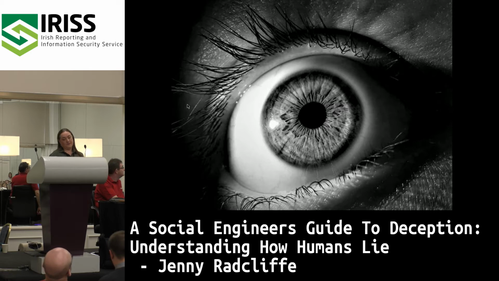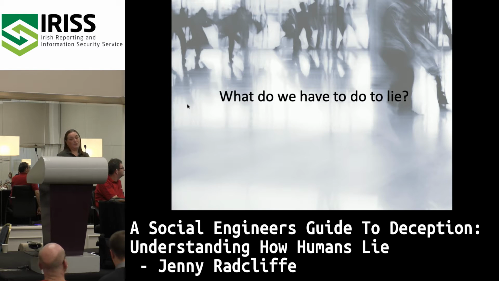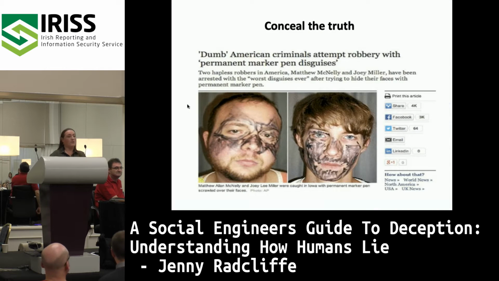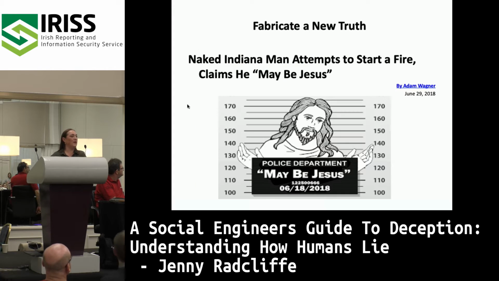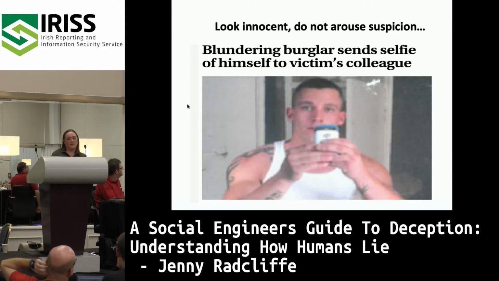So, we're rubbish at it, and we shouldn't be, because when we lie, we give off lots of signals. What do we have to do to tell a lie? The first thing you have to do is conceal the truth, right? So you have to remember the thing that you're trying not to talk about. Make sure that you conceal it. The other thing you have to do is fabricate a new truth, preferably one that is credible, and you need to forget the old one and work with the new one. You also have to try and look innocent and not arouse suspicion.